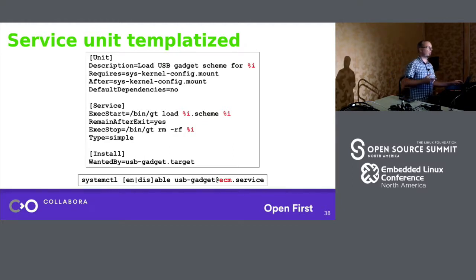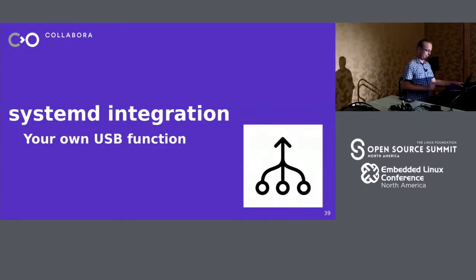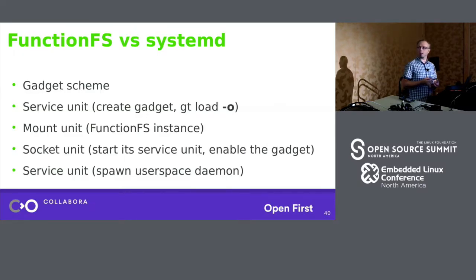However, if you want your own USB function implemented on top of FunctionFS, we need some more. And this case is a little bit more complicated. We need a gadget scheme as before. We also need a service unit. This service unit is almost the same as in the previous case. The difference is that we cannot load and activate the gadget at the same time, because activating it at this stage would fail, as the user space daemon has not been started yet. So the only difference is the minus O switch to GT load, which does just that, load without activating. This service unit must be enabled as before, and we won't be analyzing its contents again.